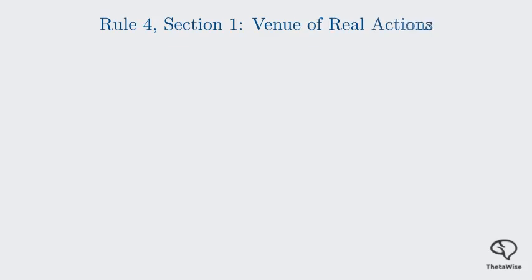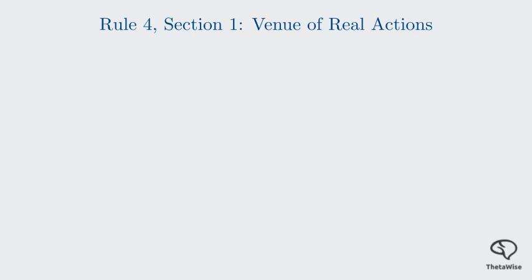Our first topic is Rule 4, Section 1, Venue of Real Actions. The general rule is that actions affecting title to, possession of, or interest in real property must be commenced and tried in the proper court where the property or a portion of it is situated.